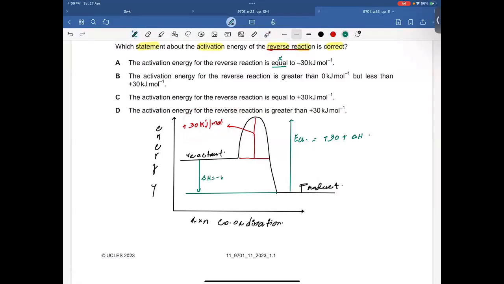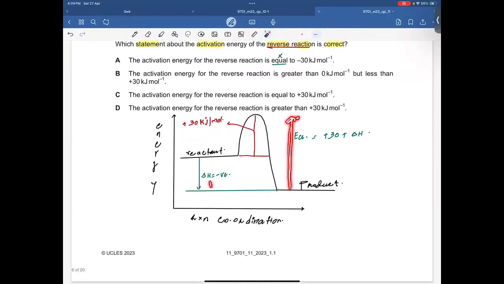If I'm considering the reverse reaction, obviously it's going in this direction. When it goes in this direction, you need to add these two values to get the activation energy for the reverse reaction. So it couldn't be an equal value.